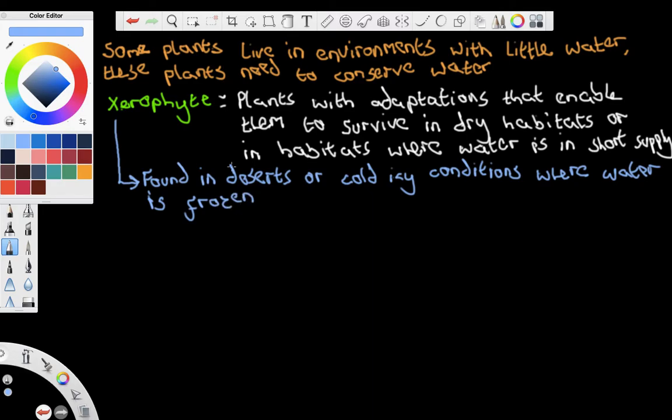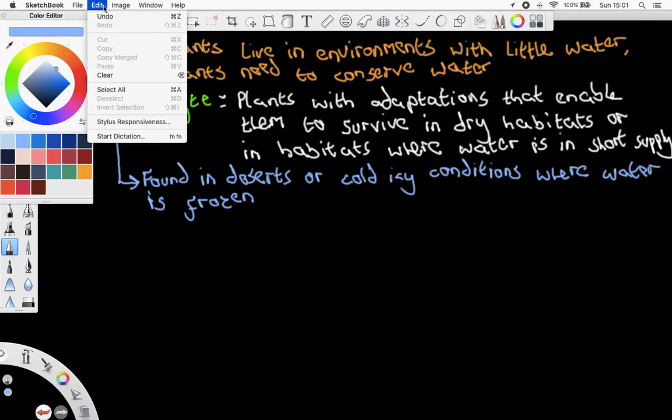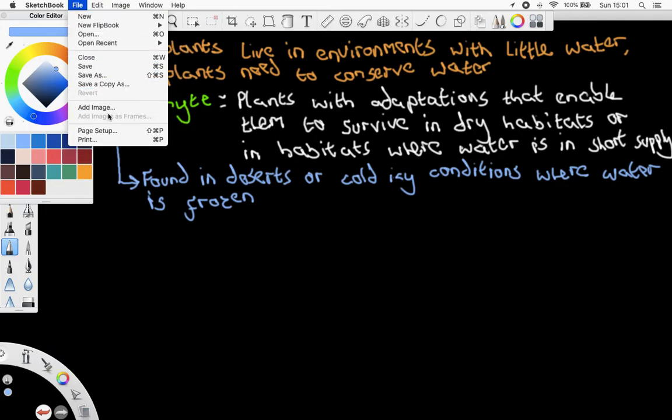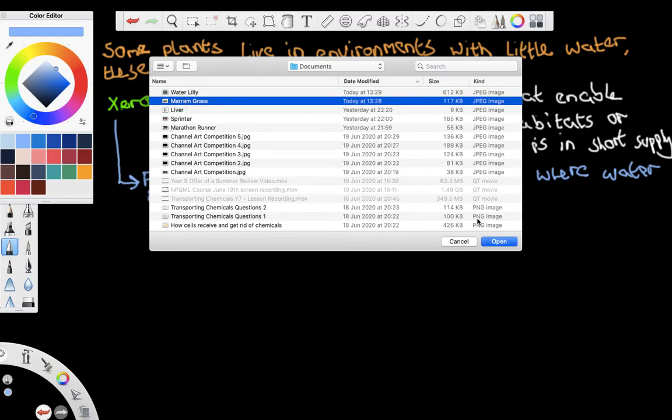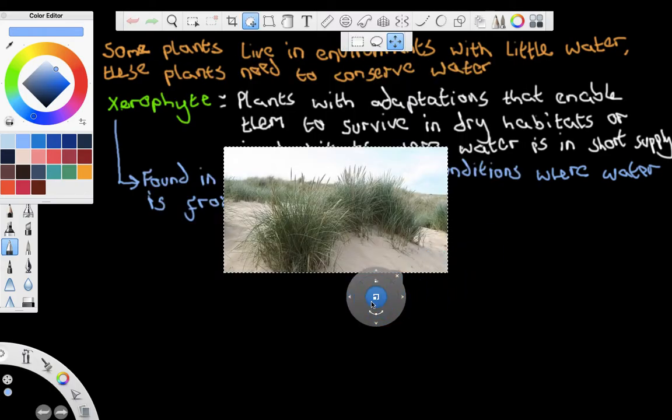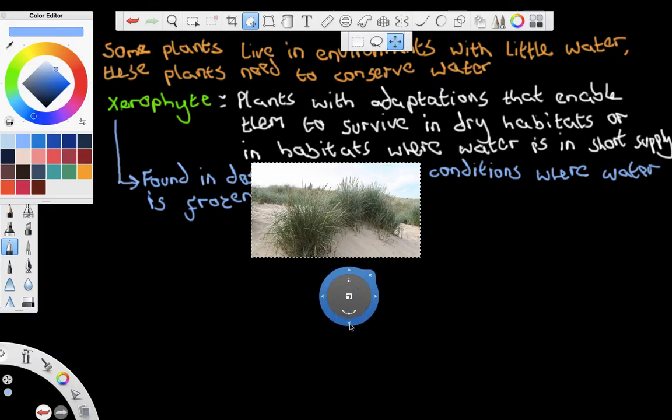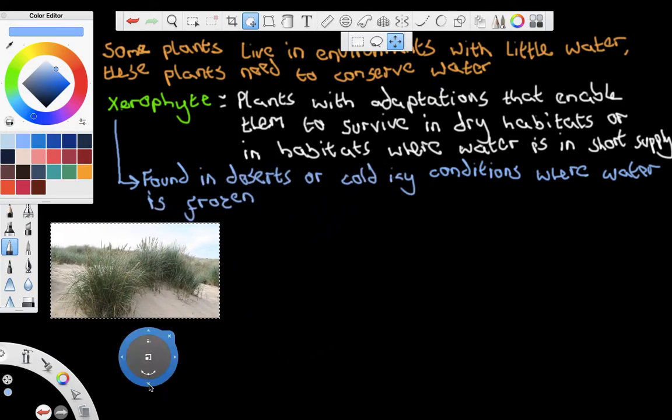Okay, so xerophytes have adaptations to allow them to live in areas where there's very little water. This can include hot, dry areas such as the desert, or it can include cold, icy areas where the water is frozen. Now, one such plant that comes under the category of xerophyte is what's known as marram grass. And marram grass looks like this, okay?